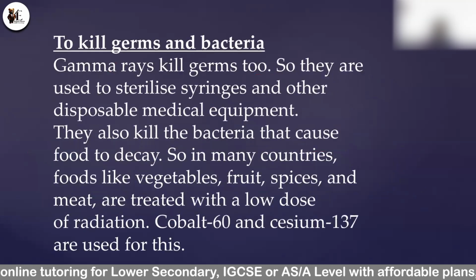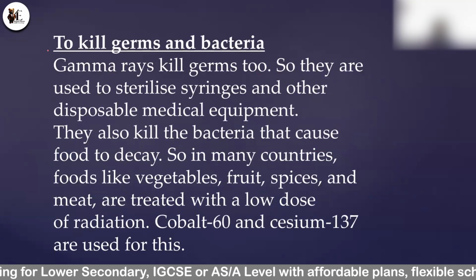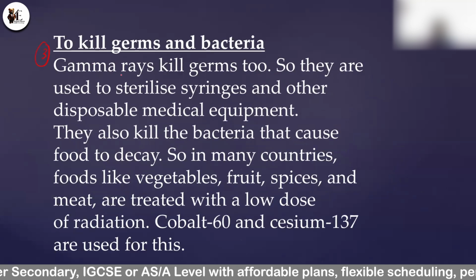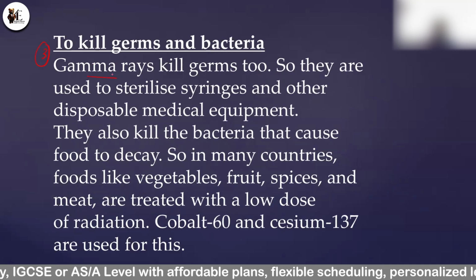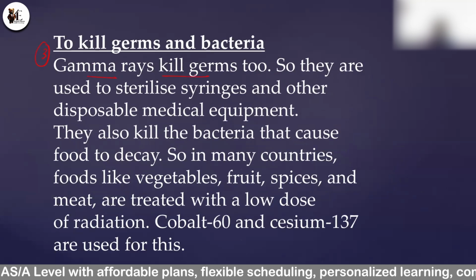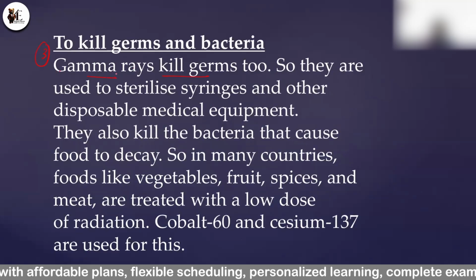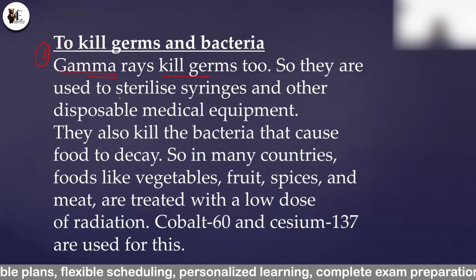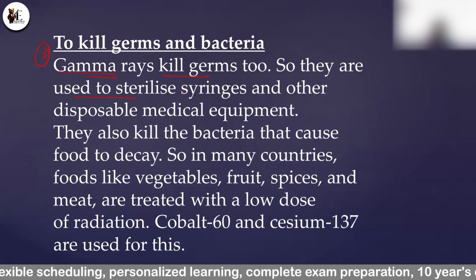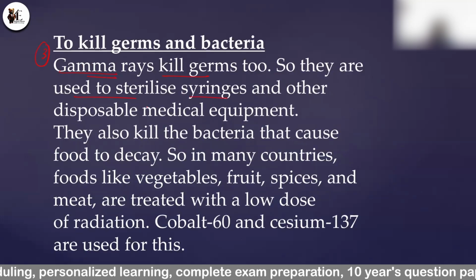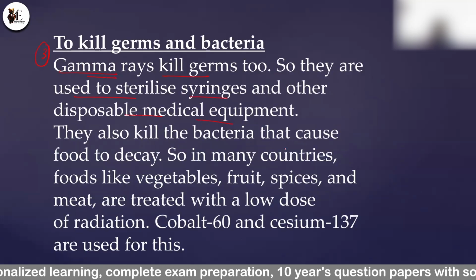The third use is to treat germs and bacteria. This is your third use of the radioisotope. Gamma rays can kill germs too. The gamma rays are the rays which are emitted from your radioisotope. So they are used to sterilize syringes and other disposable medical equipment.